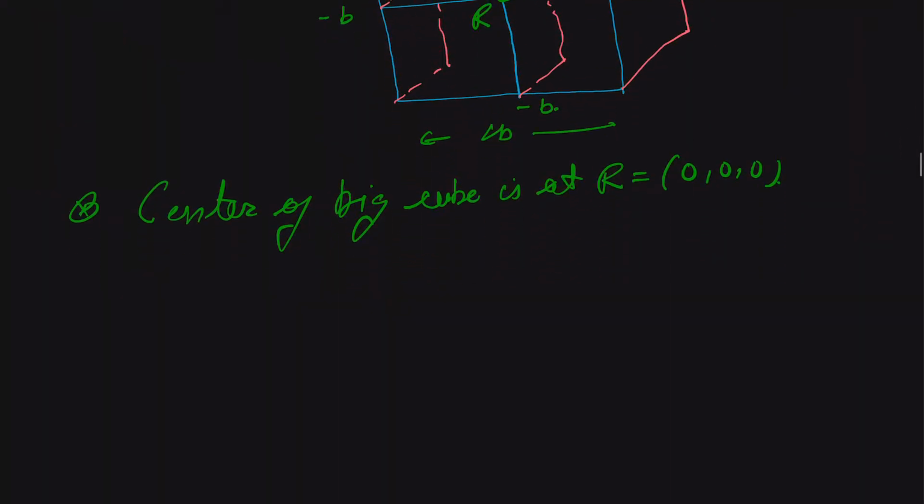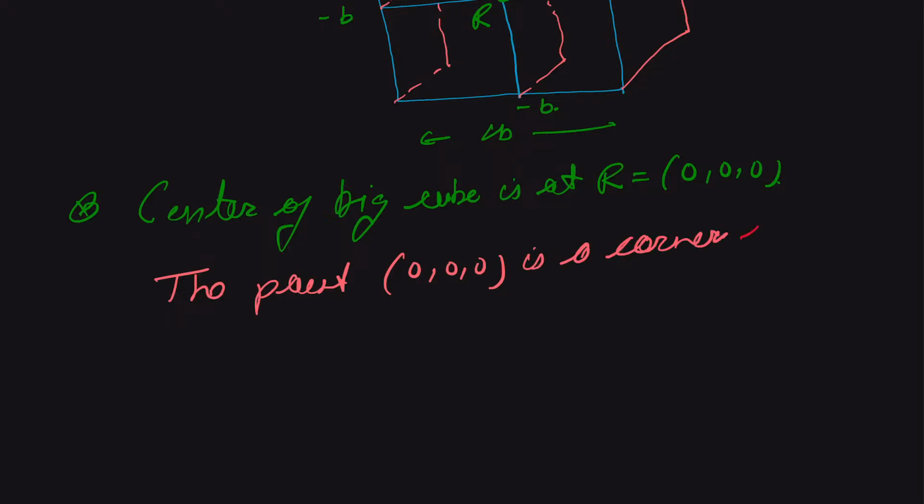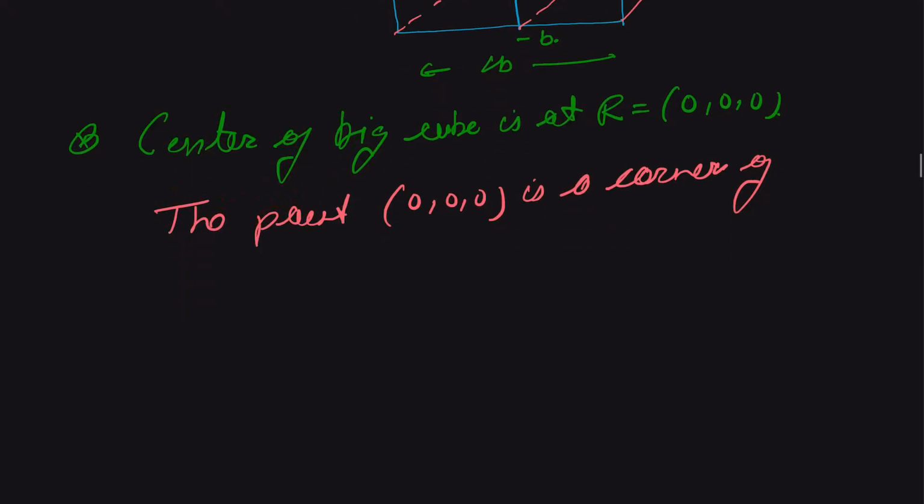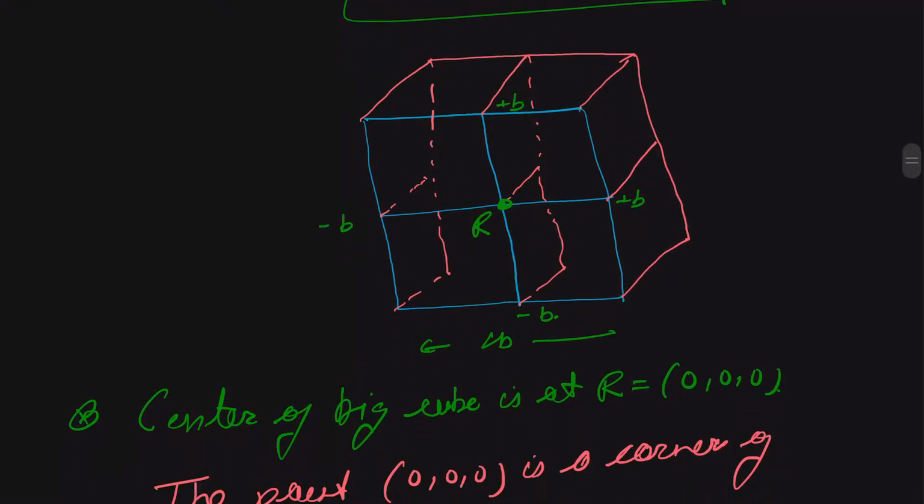And we also know the point 0, 0, 0 is a corner of every small cube. Okay, and this is clear from this picture also. So we have R and its coordinate is 0, 0, 0.